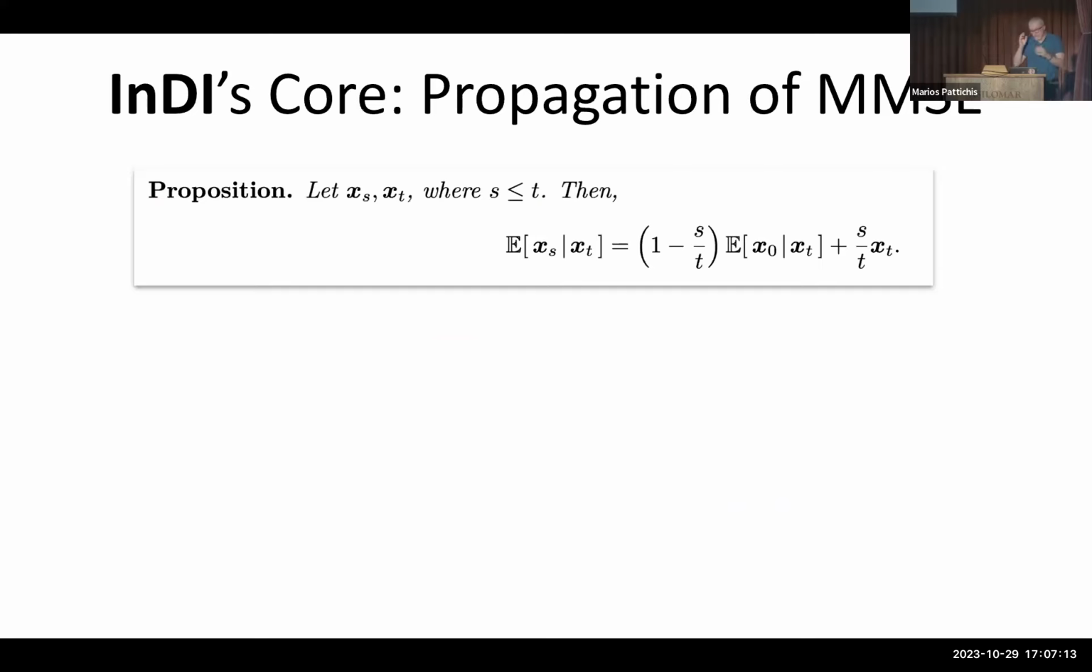And this turns out to be basically diffusion. The heart of this approach is this proposition, which is really trivial to show. What it does is show you that you can propagate the MMSE estimate. In other words, if you wanted to compute the MMSE estimate of x at some time s given t, you can do that by doing a linear combination of the MMSE estimate of x0 given time t with xt.